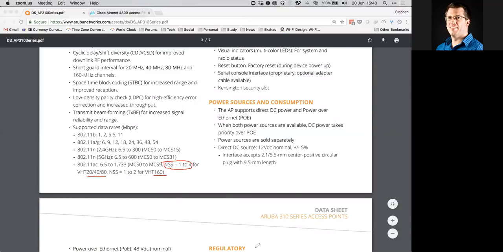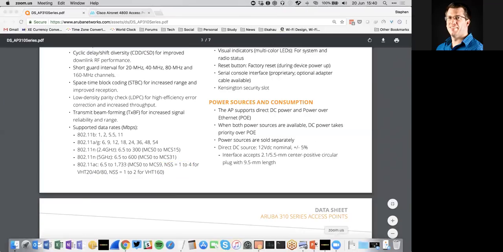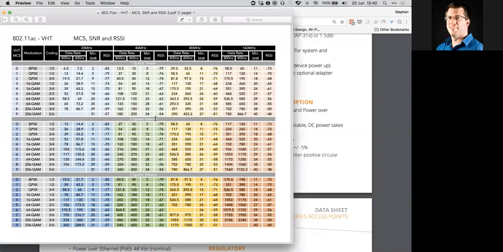So what that means is it correlates back to what they put in their data sheet. They weren't just being nice in terms of device capabilities. They're basically saying that our access point can only do 2 spatial streams to get that maximum throughput. So I really like that.